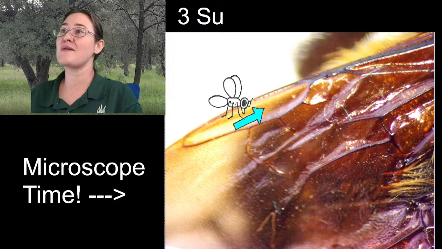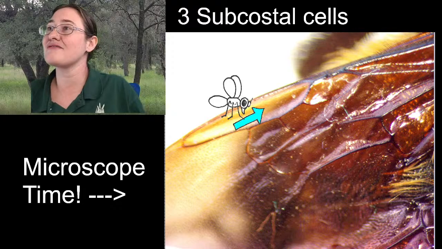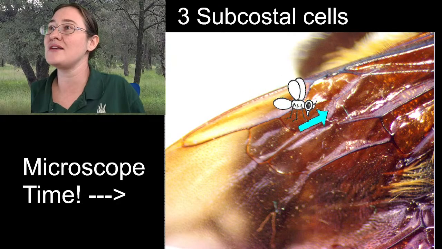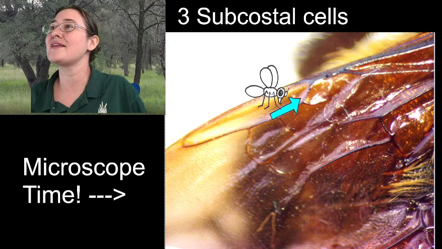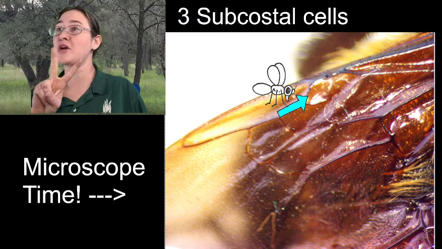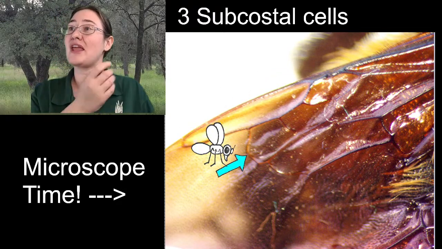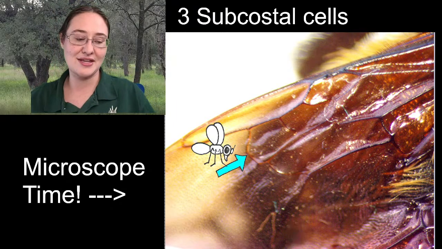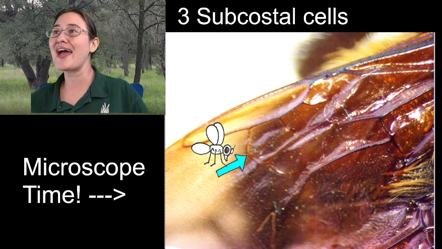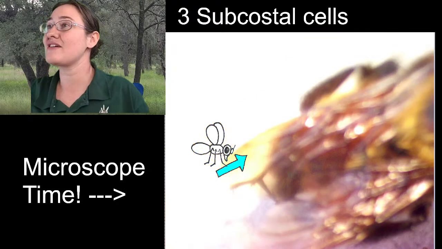So this is the costal cell, and those next 3 we call 3 subcostal cells. And they are right here, going 1, 2, 3. And they're like these little boxes. Some bees have 2 subcostal cells, some bees have 3 subcostal cells, but Apidae always has 3. Alright, so that is a fun little characteristic, and if you are asked about it, now you know at least where to find it. It's right there on the back.